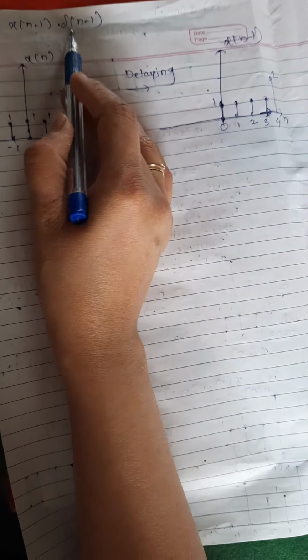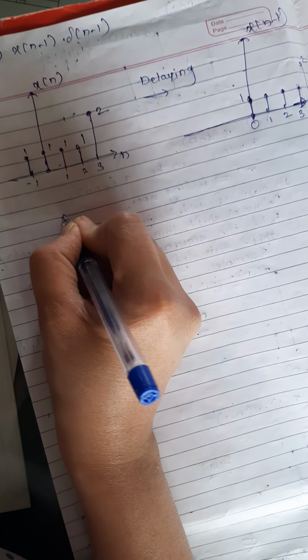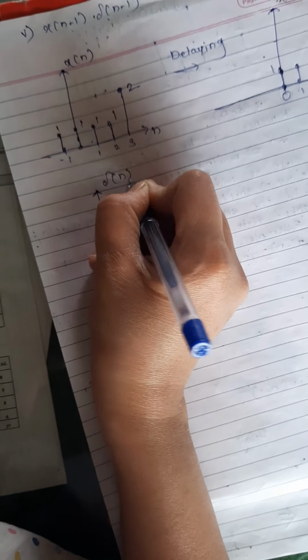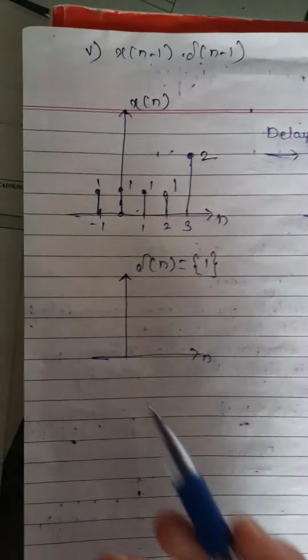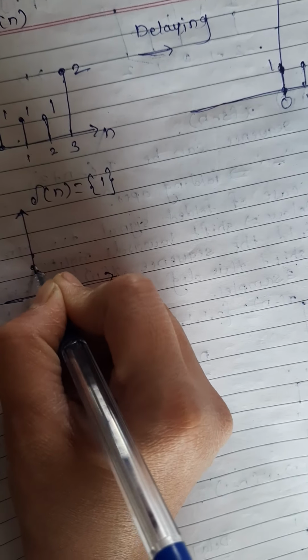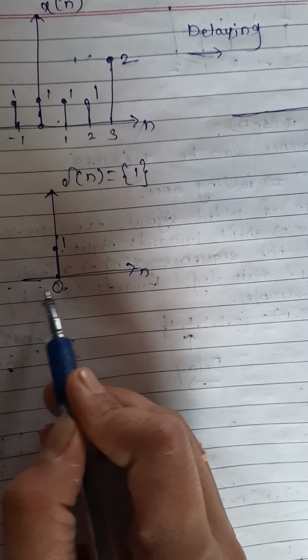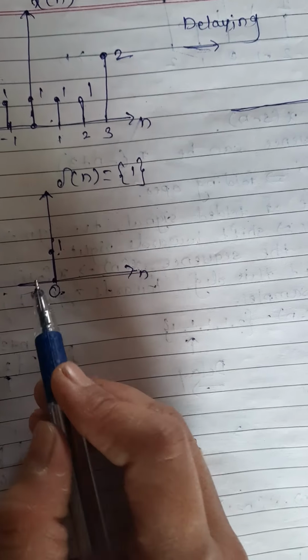Next we have to draw delta of n minus 1. For that we have to draw the original delta signal. So this is n and it is delta of n. Delta of n has value 1 only at 0. That is, here the value is 1, and for all other values it is 0. At 0 it is 1, and at 1, 2, 3 the value is 0.